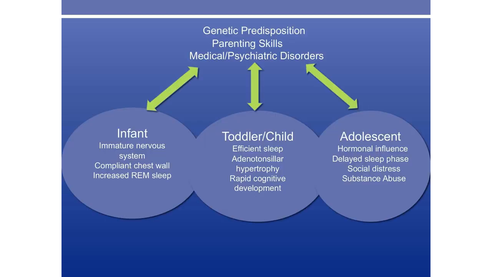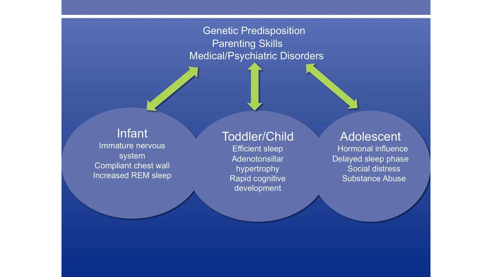First, I want to point out that sleep depends on many factors that may be individual to the person, like genetic predisposition, environment or parenting skills, comorbid medical conditions, psychiatric disorders, and also the age of the child. An infant has different characteristics, like an immature nervous system, a compliant chest wall, and increased REM sleep. All of those will affect the infant differently than a toddler, who has efficient sleep, but in whom adenoid hypertrophy is very common.